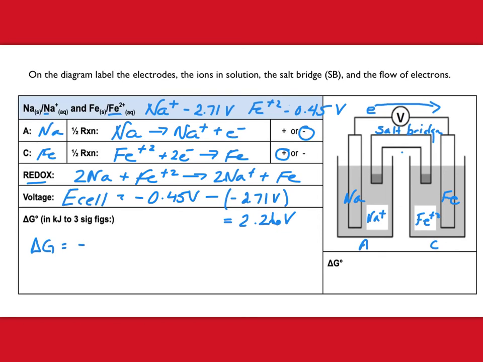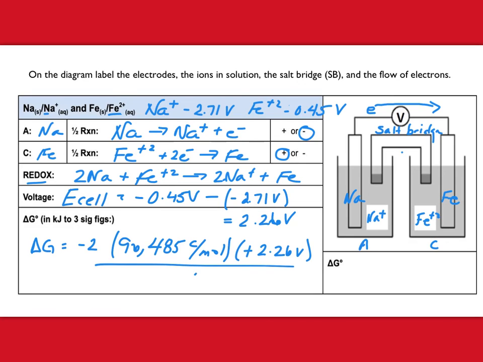Now we're going to calculate delta G. So delta G is -2 because we've got 2 electrons being transferred, times Faraday's constant, 96,485 coulombs per mole, times the standard cell potential, which is positive 2.26 volts. And we'll divide that whole thing by 1,000 because we want our answer in kilojoules per mole to 3 significant digits. And when we do that math, we end up with -436 kilojoules per mole. So that is a great summary of this whole lesson.